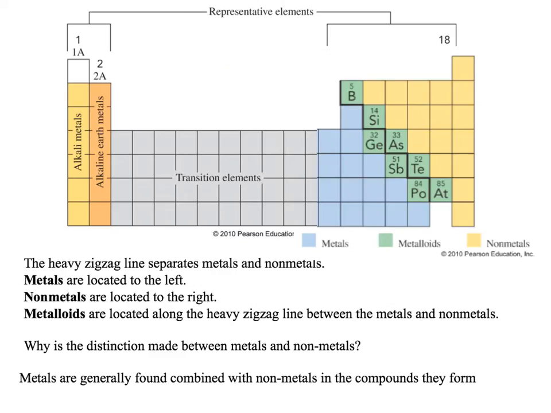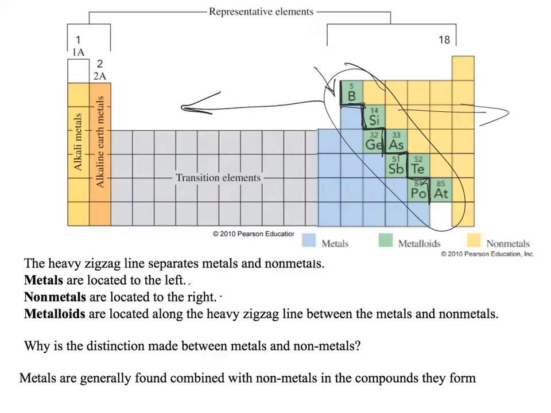All right, on the periodic table, you'll also notice this big zigzag, thick line, I call it a stair step really, that separates the periodic table. To the left of that stair step, those are the metals. To the right are the non-metals. And the ones in green here, that are actually touching or sitting on the stair step, those are metalloids.